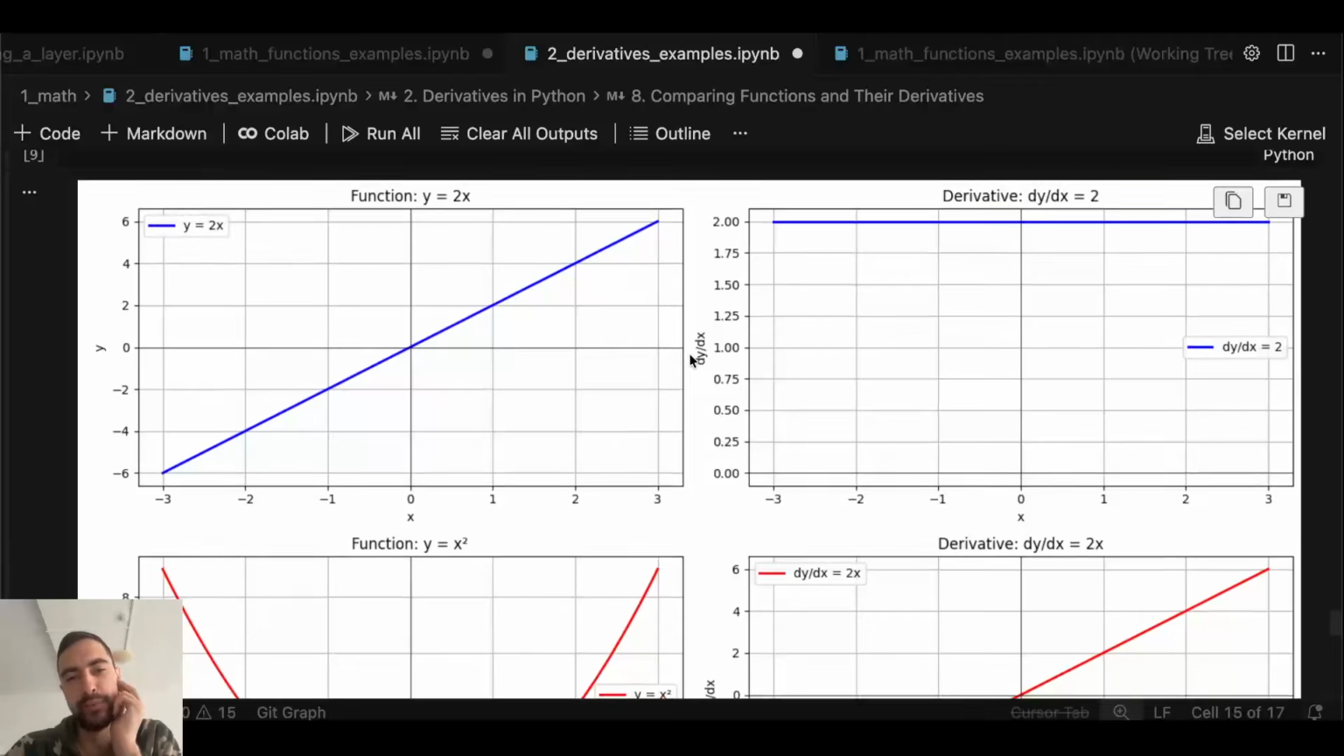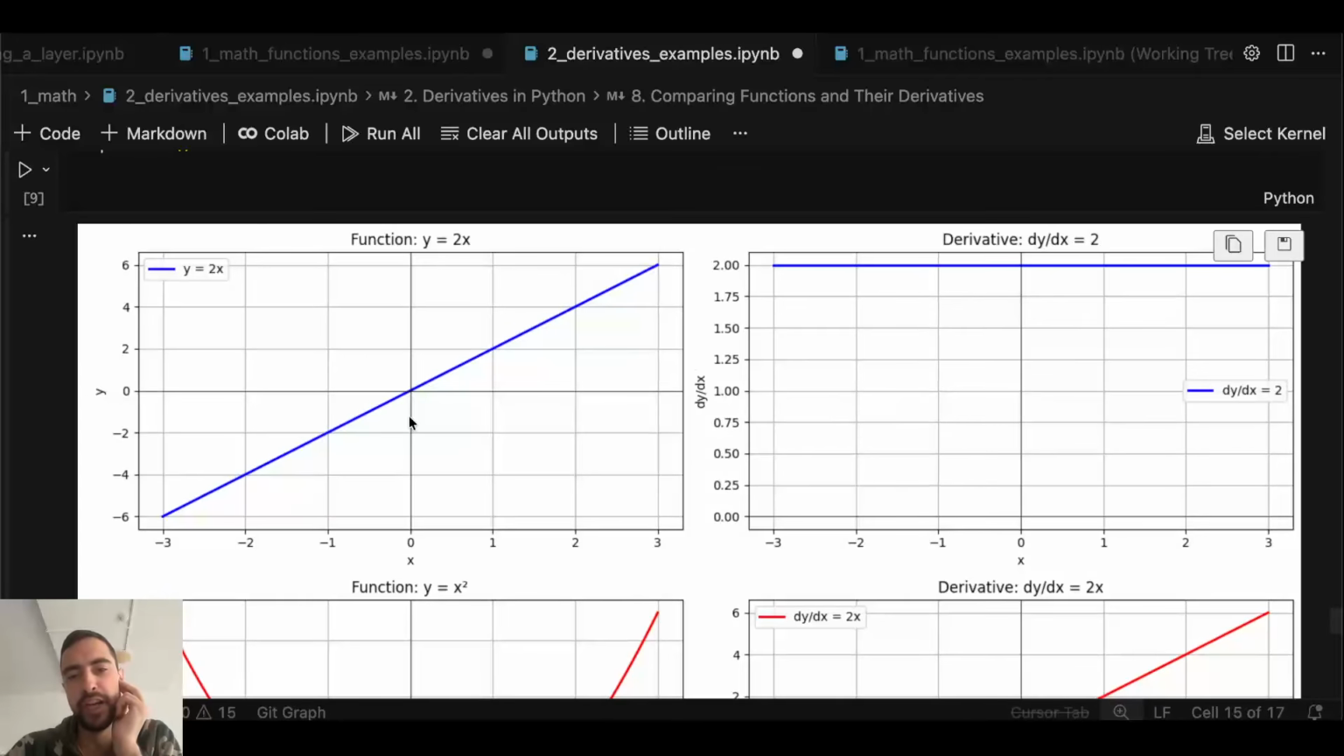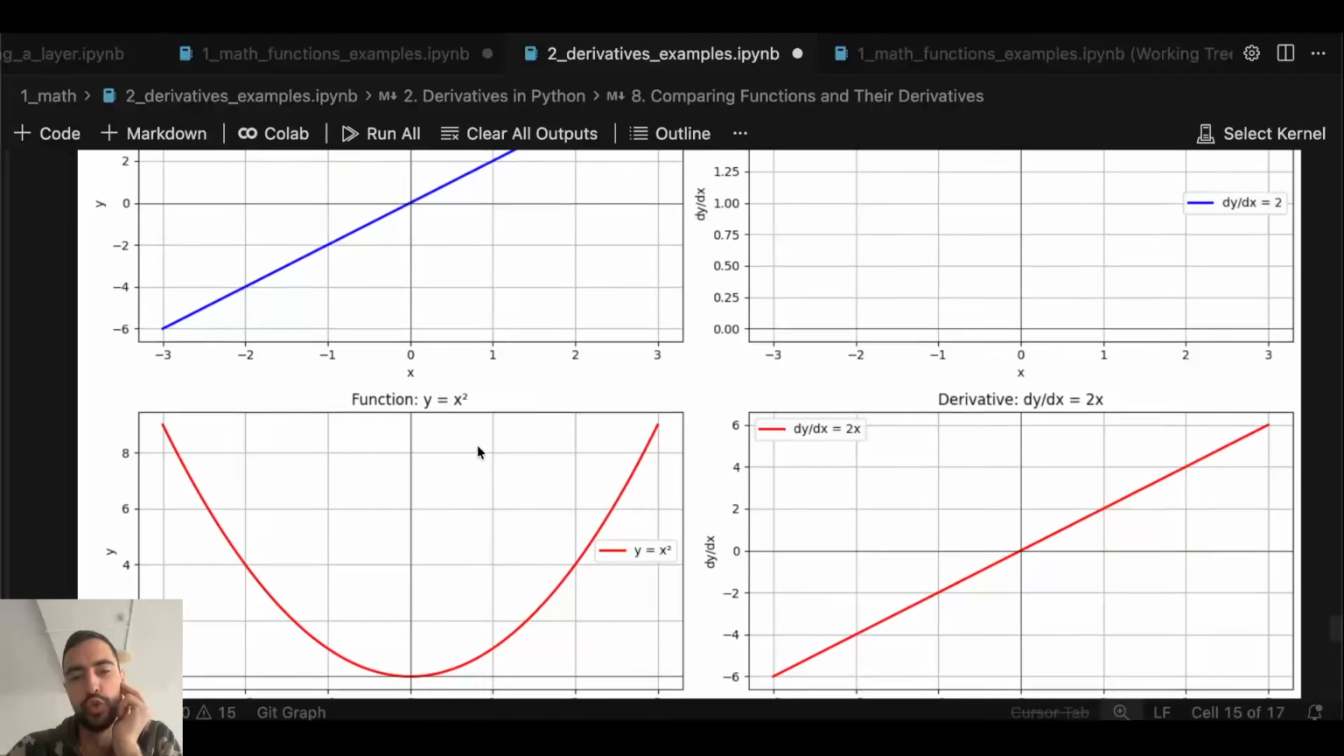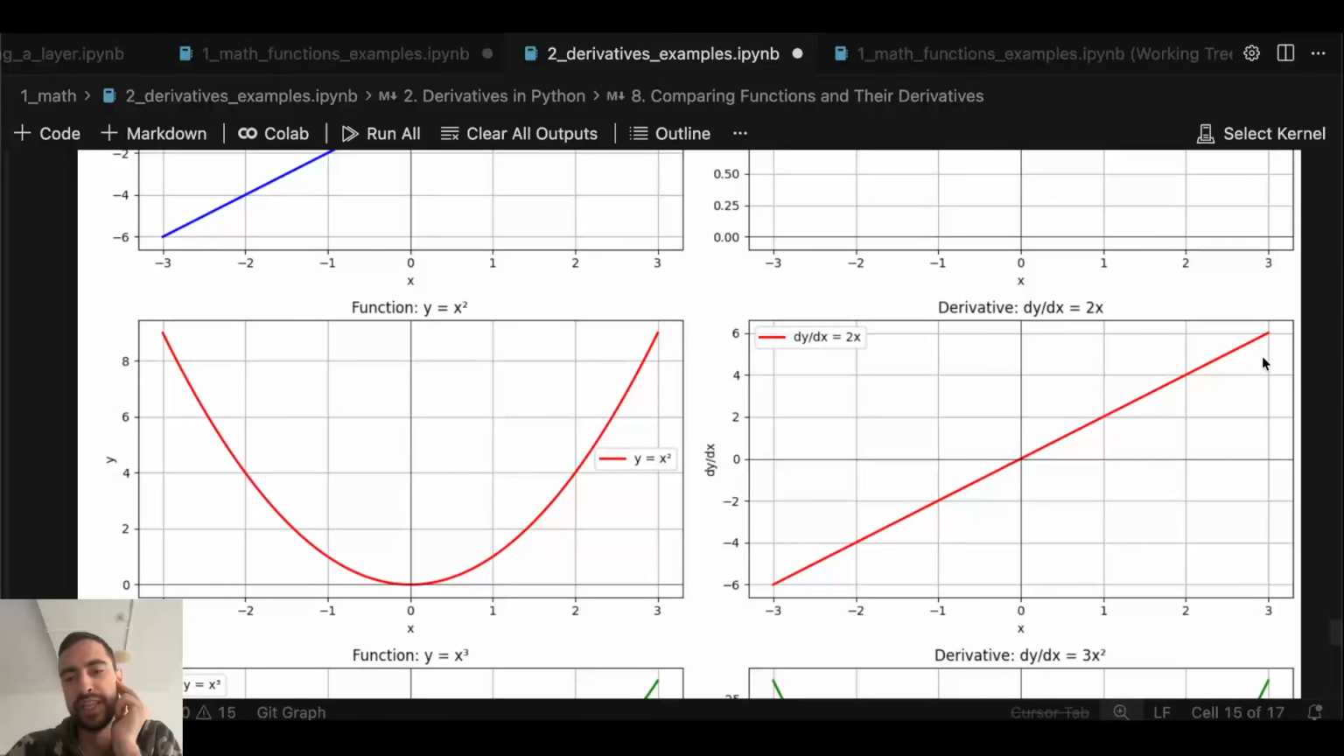And now I just want to summarize derivatives. So we have a linear function, the derivative is constant. We have quadratic functions, so x power 2, the derivative is linear, so x power 1 is the derivative.